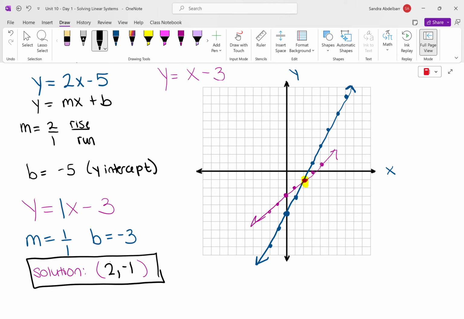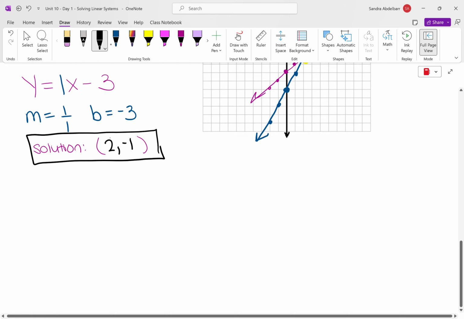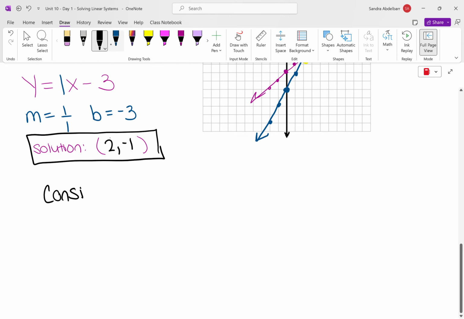So questions for you. Is this a consistent or inconsistent system? This is consistent. There's one or more solutions. And since it's a consistent system, is it independent or dependent? Independent. Independent means there's one solution. Dependent means it's all solutions. So we're consistent, independent.